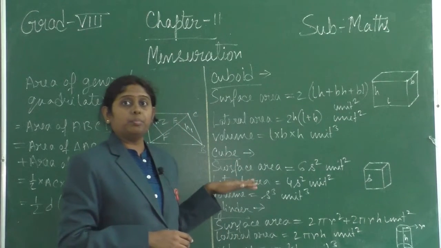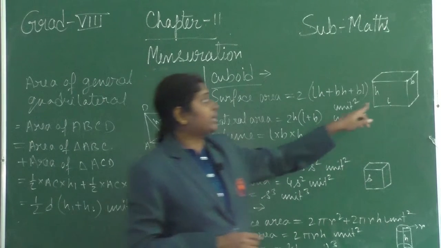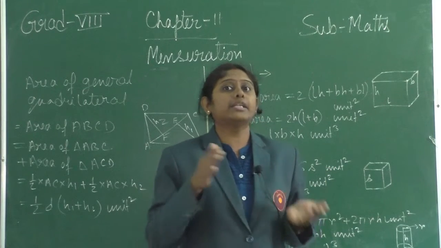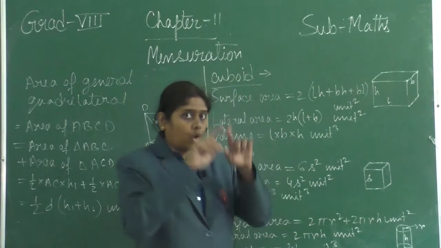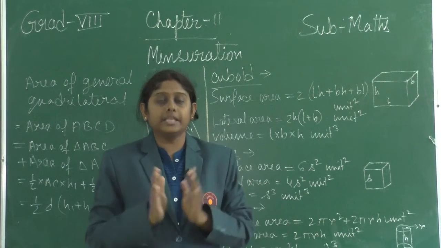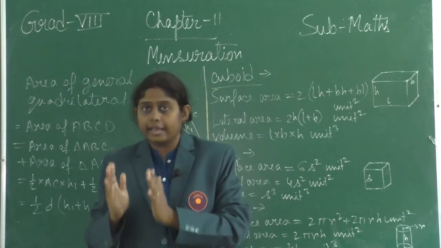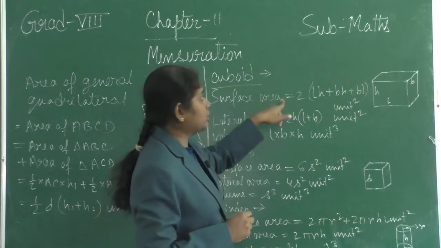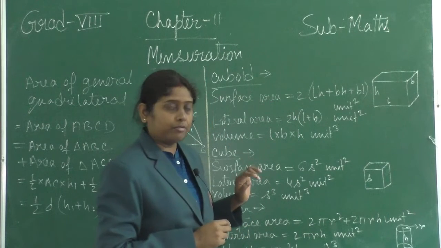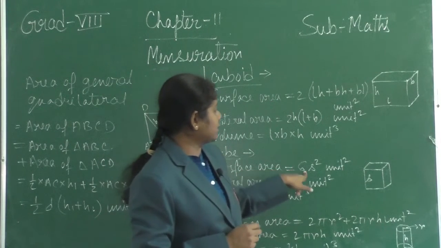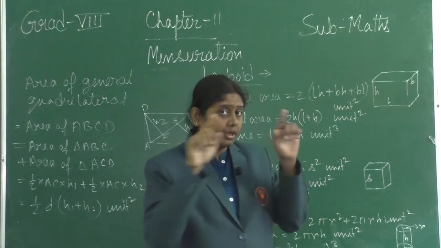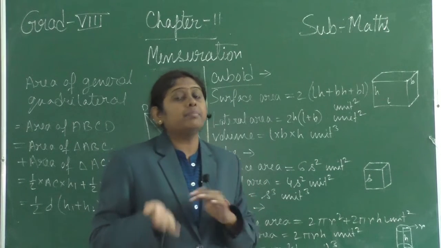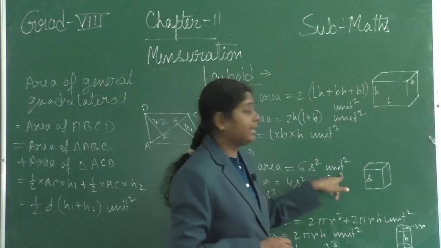Now, come to the cube part. Cube means if we make all the sides of a cuboid equal, it is converted to cube. That means cube means all the sides of this figure are equal. So, without taking L, B, H, we will consider a side A and convert the formula to the cube surface area. So, cube surface area is 6 into A square, as we know the area of only one surface is A square. So, total 6 surfaces are there, multiplied by 6 we are getting 6A square unit square.